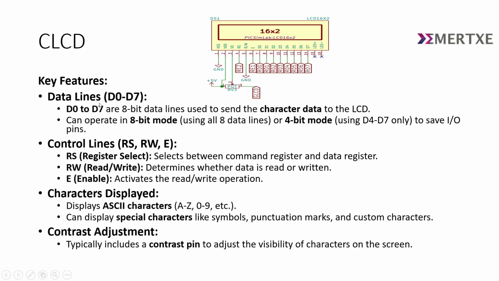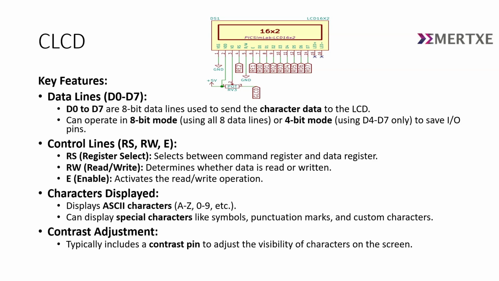D0 to D7 are 8-bit data lines that are used to send character data to the LCD, which can operate in 8-bit mode or 4-bit mode. So we can choose 8-bit or 4-bit. 8-bit is a little bit faster than 4-bit mode. And for control lines we have RS, RW, and E.